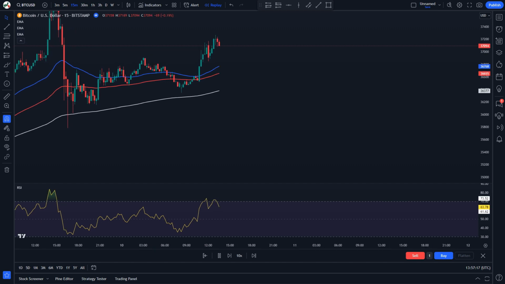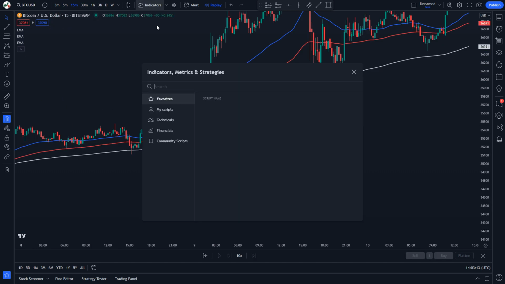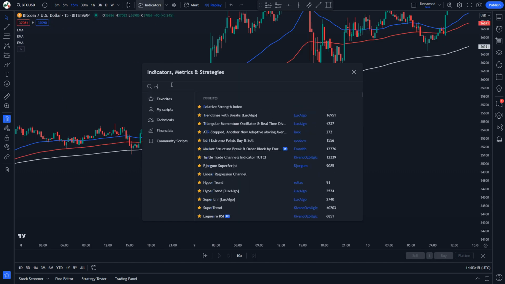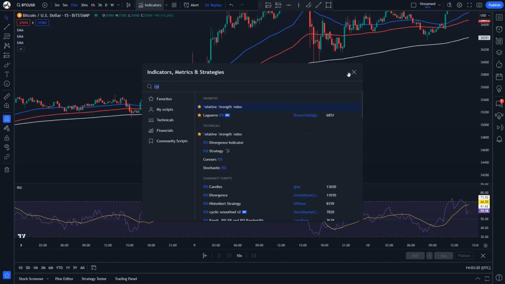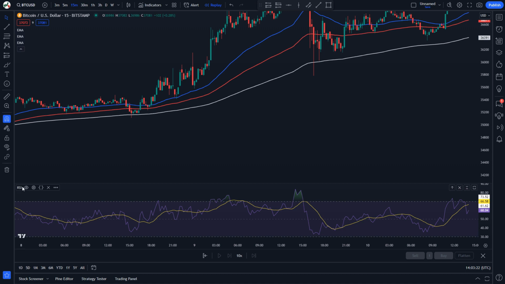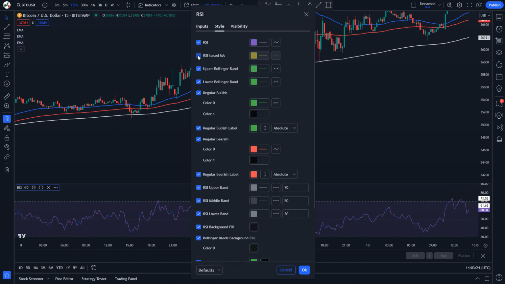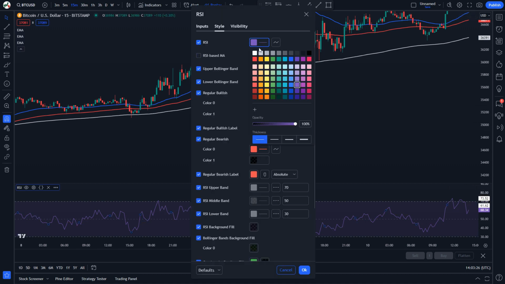Let's add one more indicator. Click Indicators on TradingView. In the search box, type RSI. Click to select Relative Strength Index. Click OK. In Style settings, click Uncheck to hide the RSI-based EMA. Change the RSI color and thickness as you like.